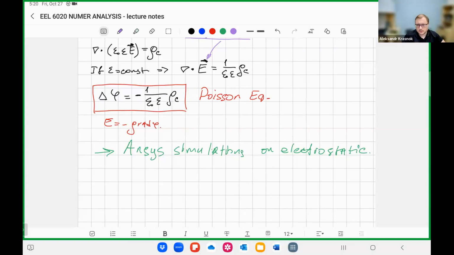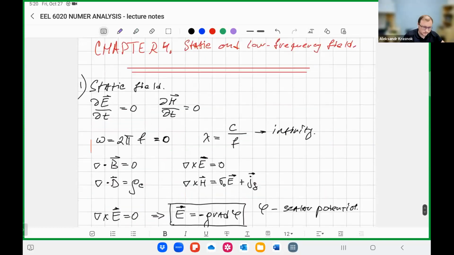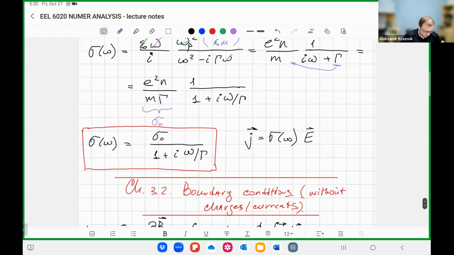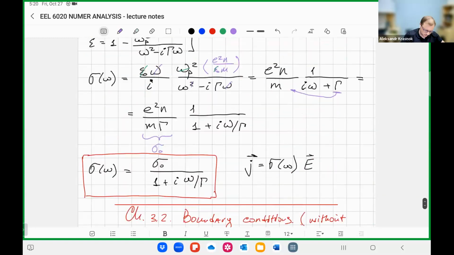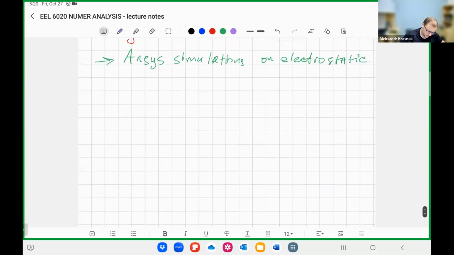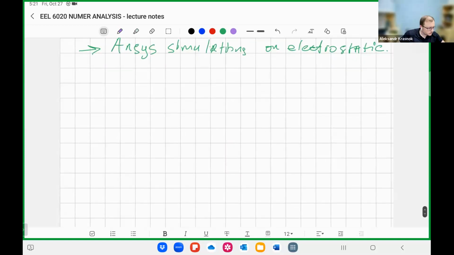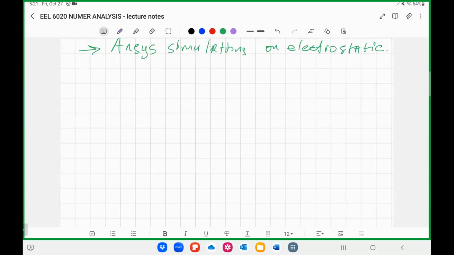Today we will consider another problem, also to be solved by ANSYS, as an example of the second part. And after the next lecture, we will start doing the lab works already in the computer class. All right. So that was lecture number 9. So today's lecture is number 10.